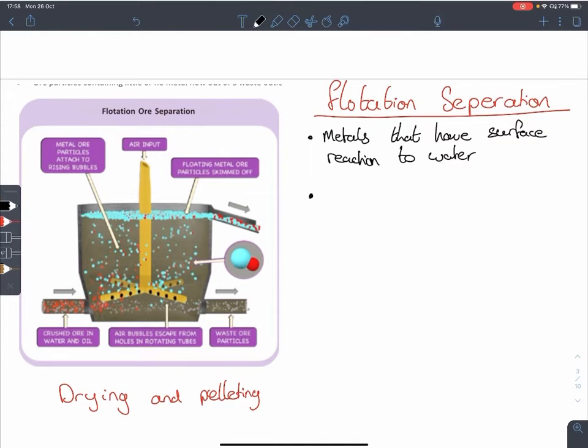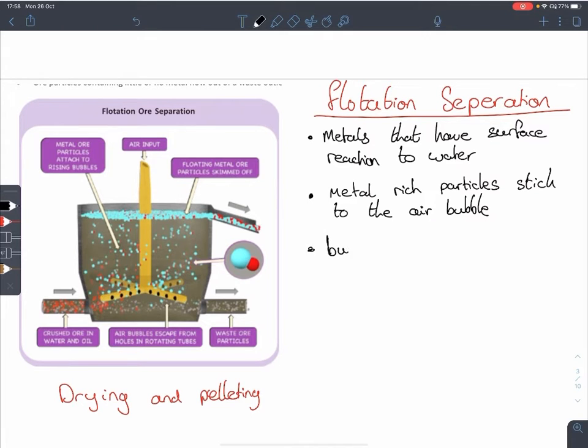So we will say here that the metal-rich particles stick to the air bubbles. These bubbles then go to the surface to create a froth. This is skimmed off.